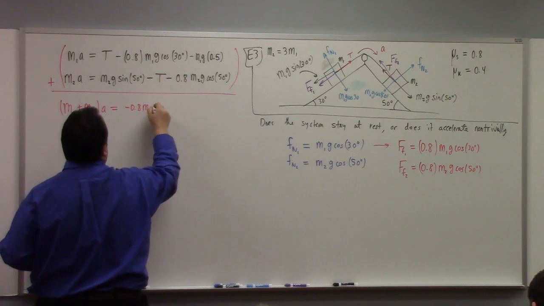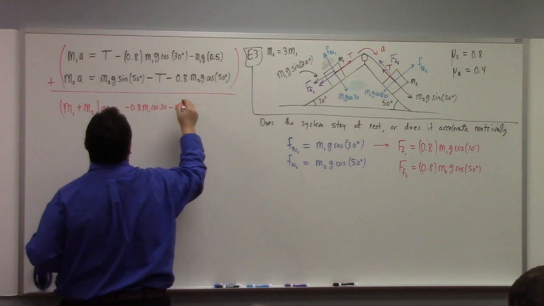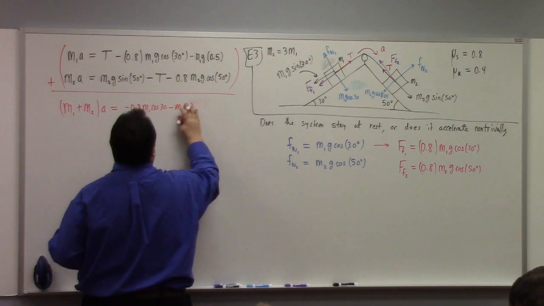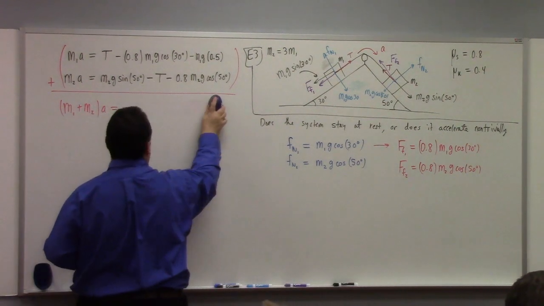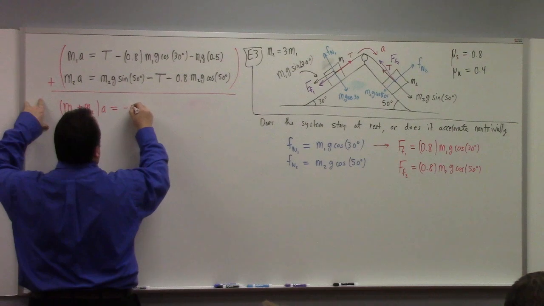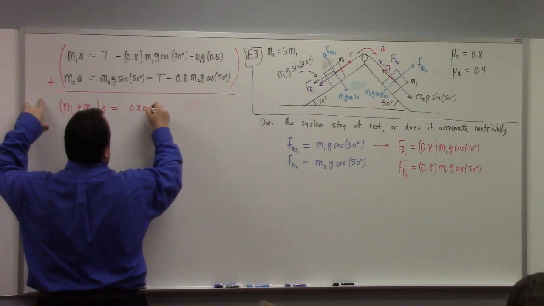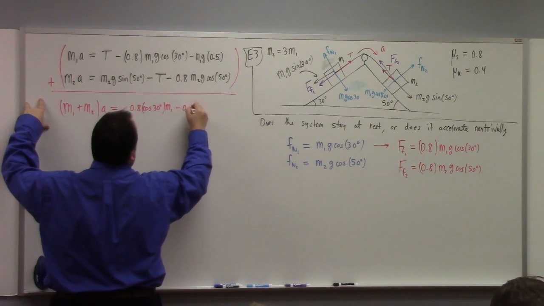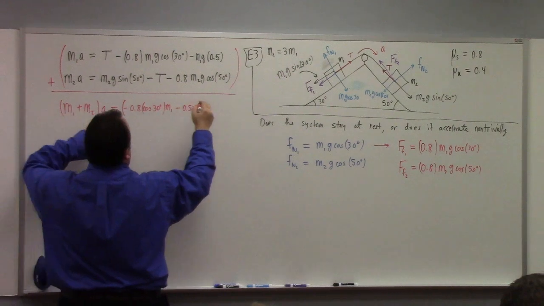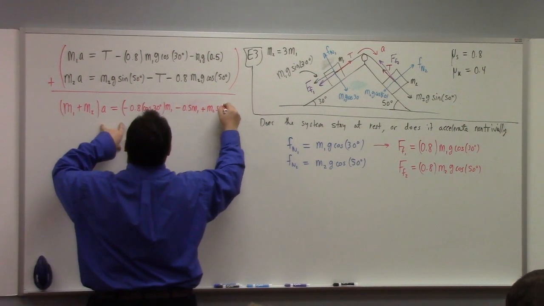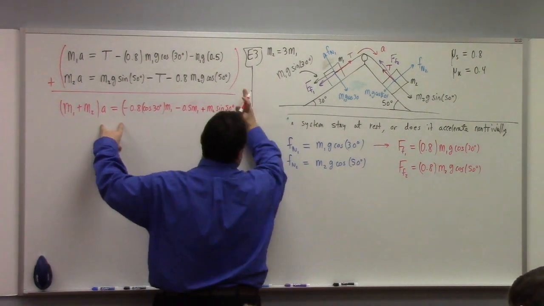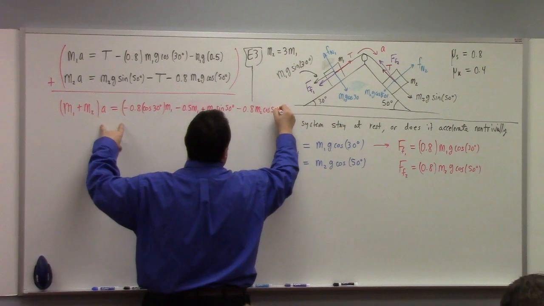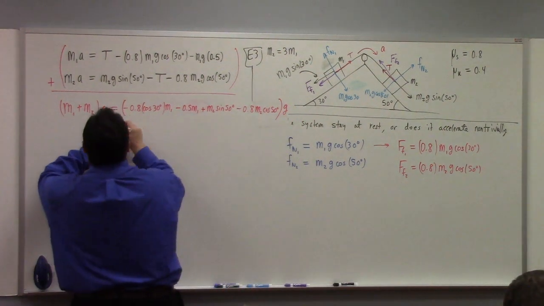Minus 0.8 m1 cosine 30 minus m1 g sine 30, plus m2, no g there, just minus m1. Oh, man. Sorry. So I'm going to factor the g out: minus 0.8 cosine 30 times m1, minus 0.5 m1, plus m2 sine 50, and minus 0.8 m2 cosine 50, all of that multiplied by g. There you go.